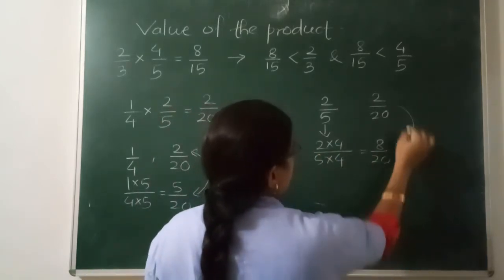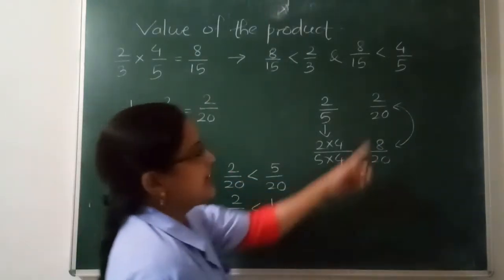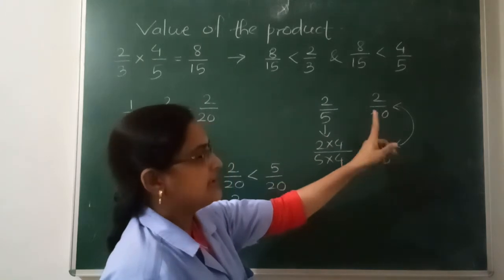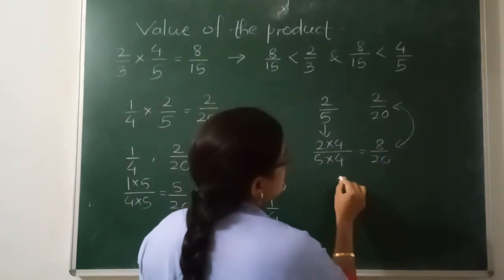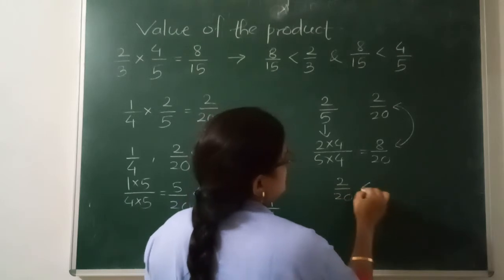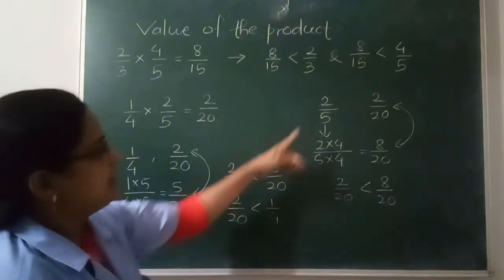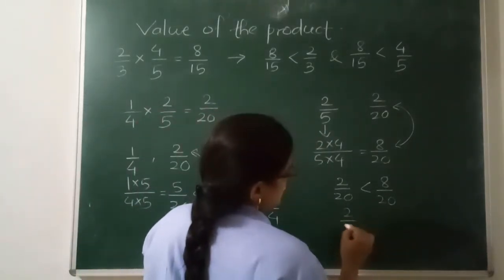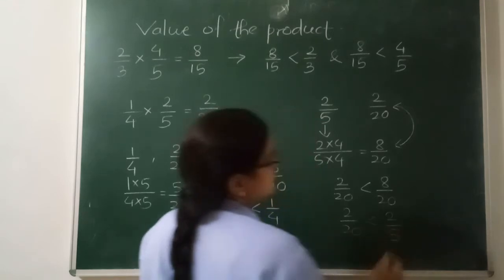So I will get 8 upon 20. And now I will compare these two. Again, as the denominators are same, the fraction with greater numerator is greater, right? And so here obviously 2 upon 20 will be smaller than 8 upon 20. But 8 upon 20 is what? Equivalent to 2 upon 5. So I got 2 upon 20 is smaller than 2 upon 5.